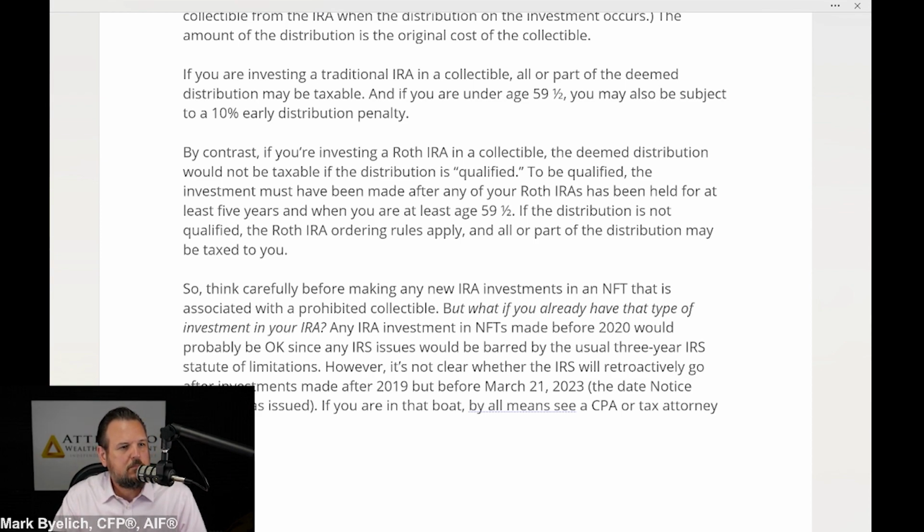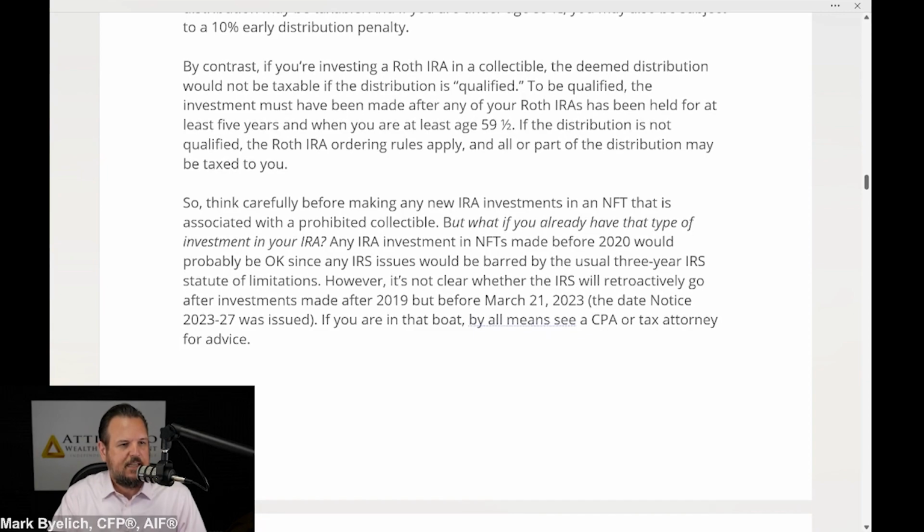So by contrast, if you're investing a Roth in a collectible, the deemed distribution would not be taxable if the distribution is qualified. To be qualified, the investment must have been made after any of your Roth IRAs has been held for at least 5 years, and when you're at least 59 and a half. If the distribution is not qualified, the Roth IRA ordering rules apply, and all or part of the distribution may be taxed to you. So think carefully before making any new IRA investments in an NFT that is associated with a prohibited collectible.